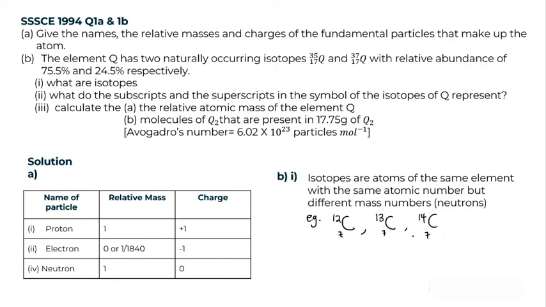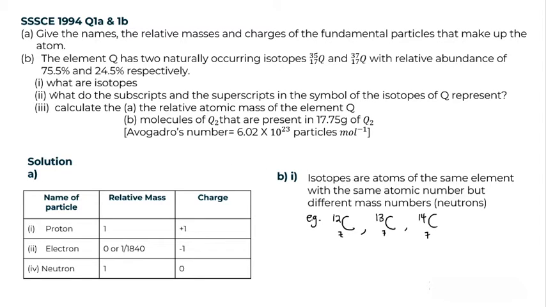It has the same atomic number, but different mass numbers. The difference in these mass numbers is as a result of the difference in neutron numbers. So if we subtract the atomic number from the mass number, we get the neutron number, that is the amount of neutrons present in this particular carbon 12. The same thing for carbon 13, and the same thing for carbon 14. So like I said, isotopes are atoms of the same element with the same atomic number but different mass numbers due to the differences in their neutron numbers.